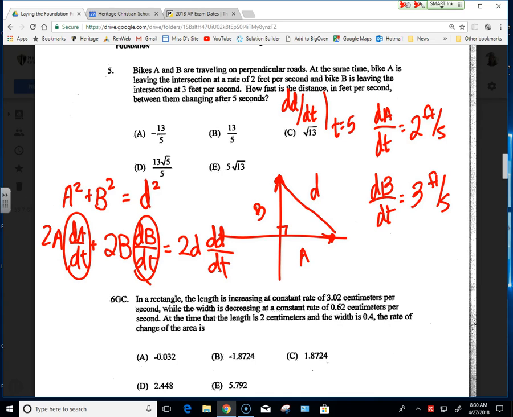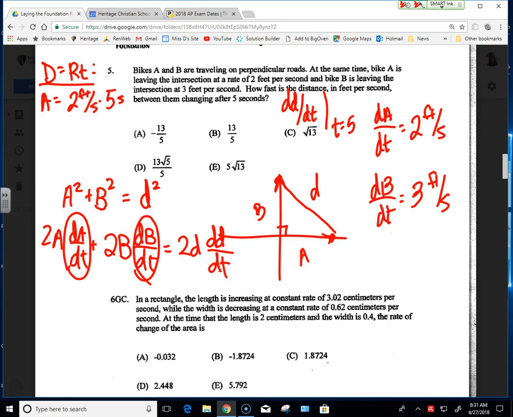5 seconds. Distance, how far A has gone. Distance, how far B has gone. Distance can be found by rate times time, right? So can't I say that A's distance is going to equal A's rate of 2 feet per second times how many seconds it's been traveling? Won't the seconds cancel? If you've been going 60 miles per hour for 3 hours, how far have you gone? Haven't you gone 180 miles?